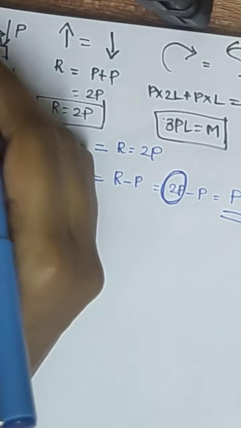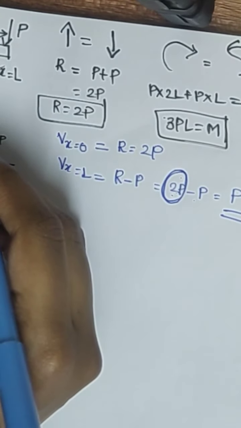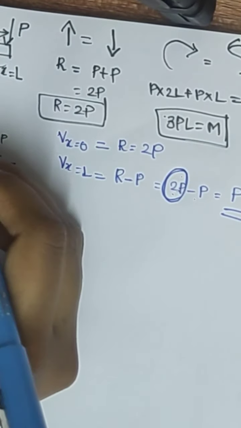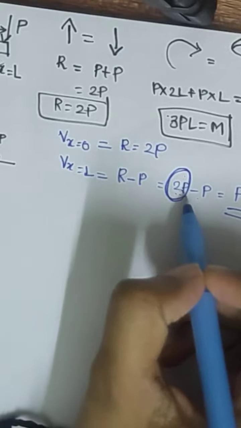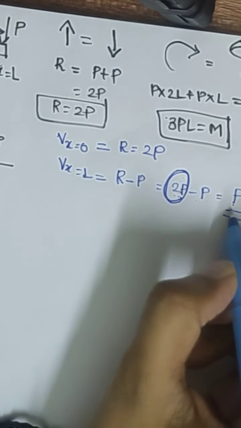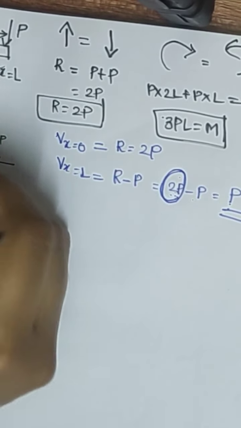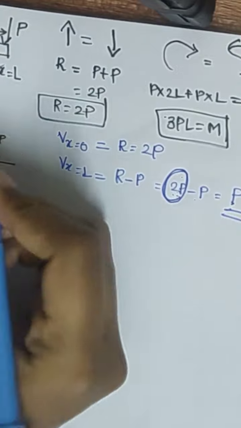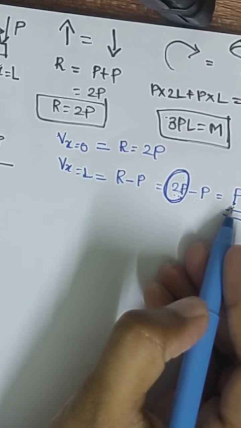Next, after that, what is happening? Minus P, because there is a point load. Because of that point load, minus P will be acting downward, so we subtract that. 2P minus P, we get P. So the answer is P, and the magnitude here is P.